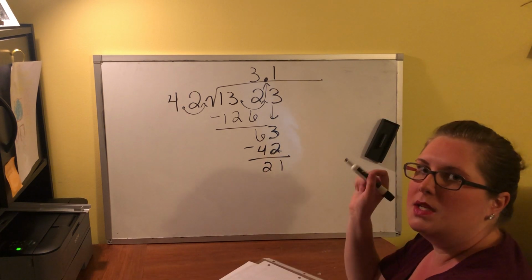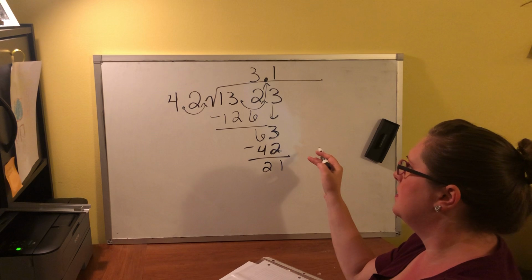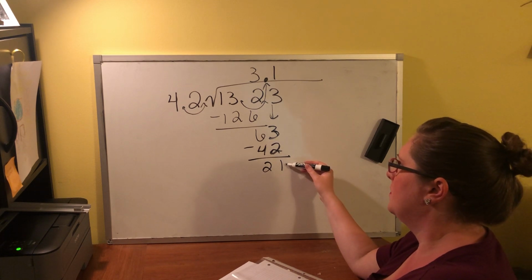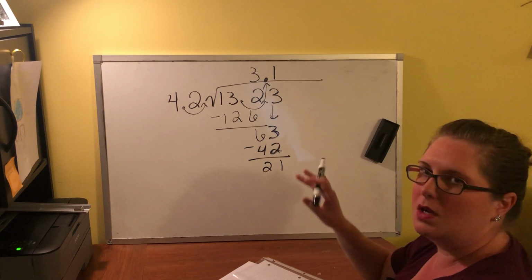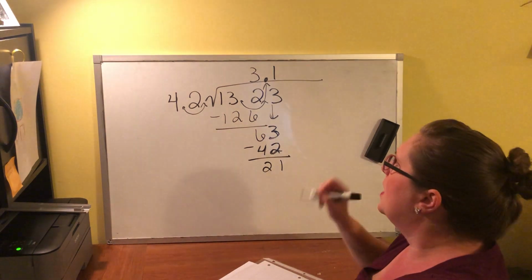Now, when we did this with fractions, this would become the numerator of our fraction for a mixed number. This would become the denominator, but we're not dealing with that. We're dealing with decimals. And we're going to keep going.